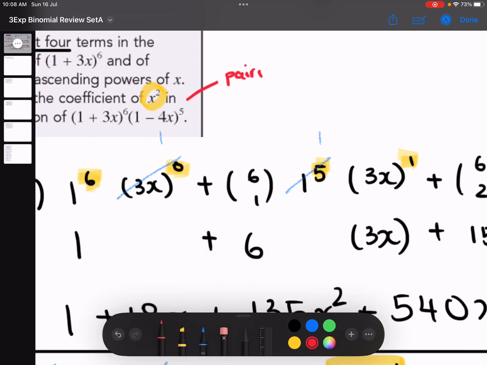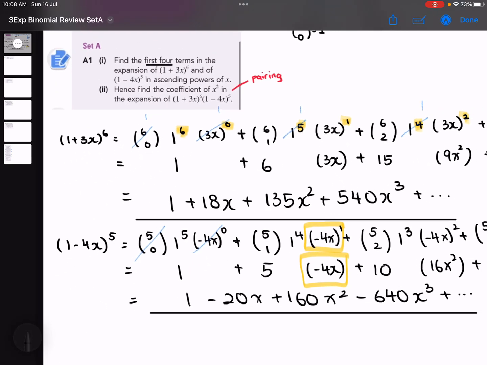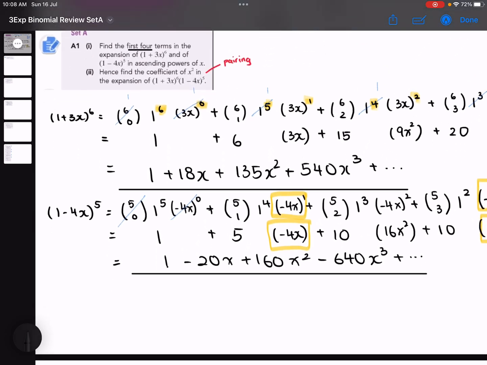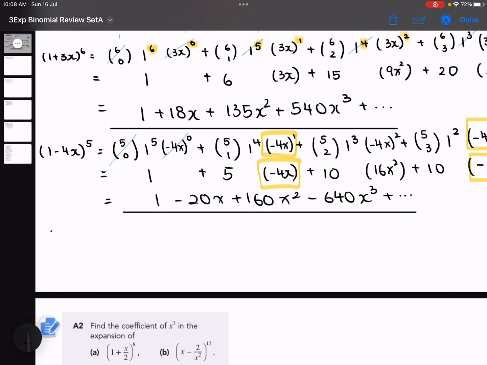Why is it called a pairing question? Because there are several pairs that will give me x squared, and they are trying to test me if I know which one partners which one. So with the iPad, I can do this very well because I got colors. If you're on your paper, then maybe you want to use some colors as well. Let me put them correctly. It's this one. It's in this direction.